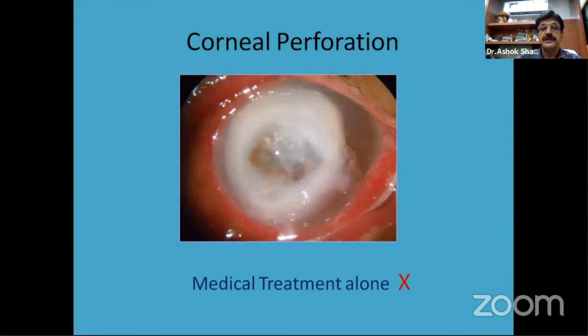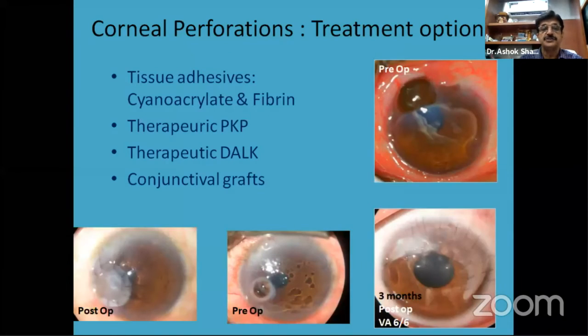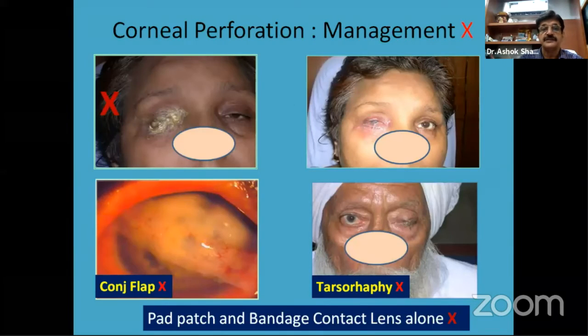Now, it should be clear to the ophthalmologist that once a corneal perforation occurs, medical treatment alone may not be sufficient for these patients. So we need some kind of adjunct treatment in the form of tissue adhesives, depending upon the size of perforation and etiology. We may apply fibrin glue, then therapeutic penetrating keratoplasty, therapeutic deep anterior lamellar keratoplasty, conjunctival grafts. All these modalities can be helpful, and there are some examples where we have performed these in these cases.